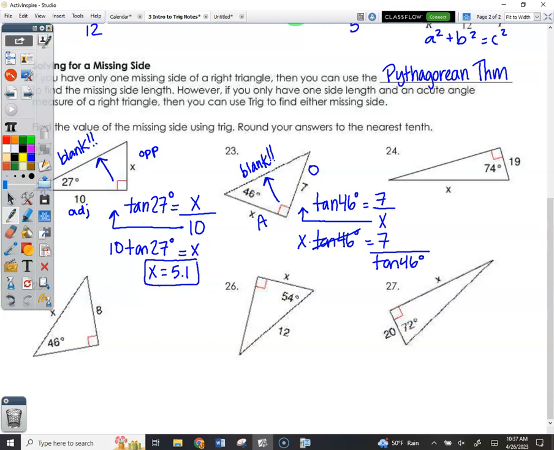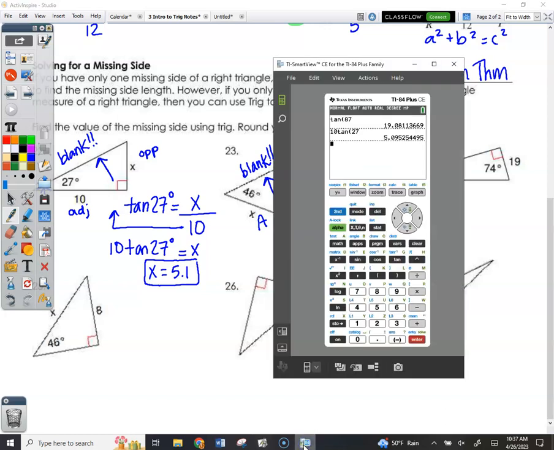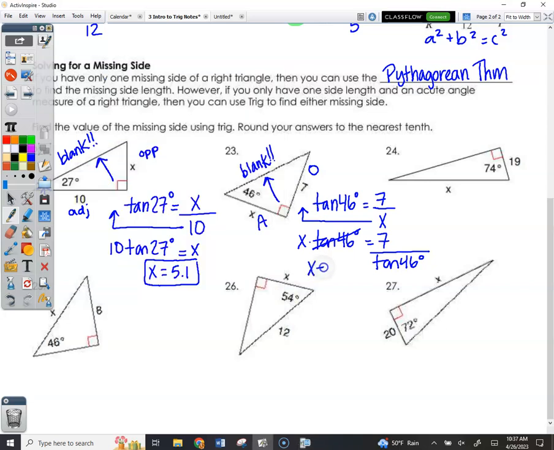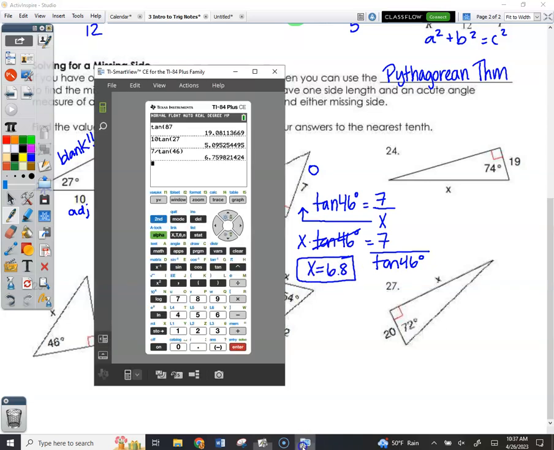And then now I can go to my calculator. I'm going to type what in my calculator? 7 divided by tan 46. We're going to the nearest tenth, so it's going to be 6.8. Right?